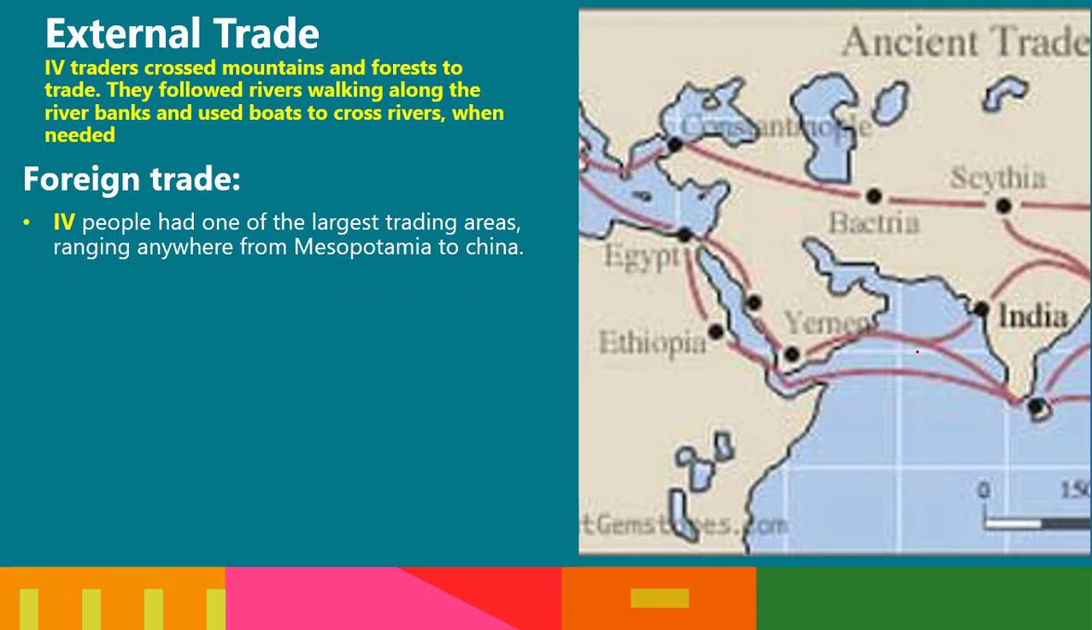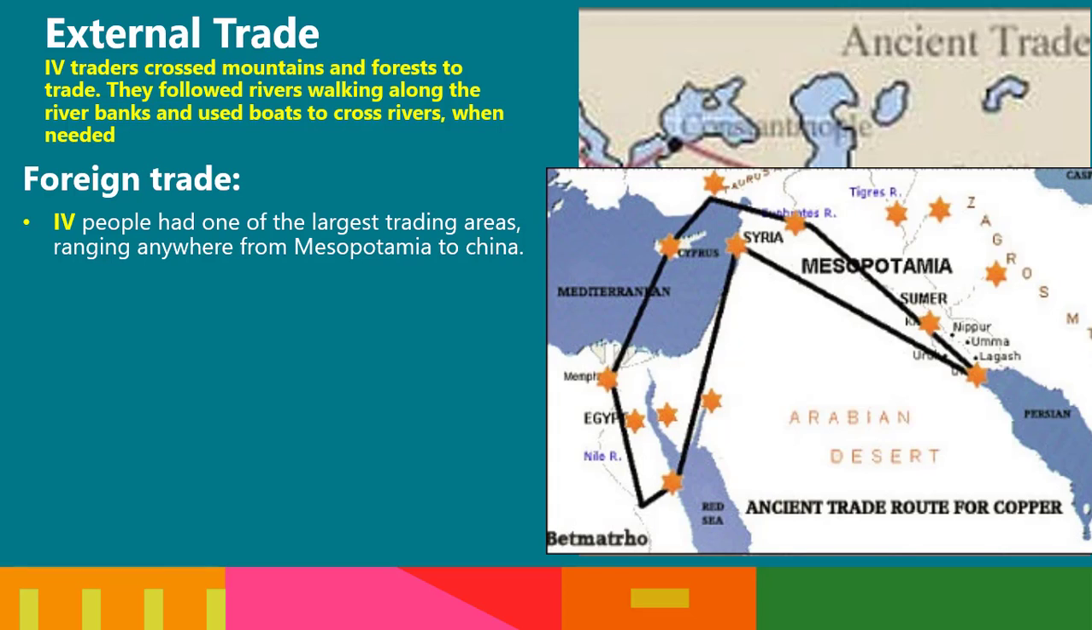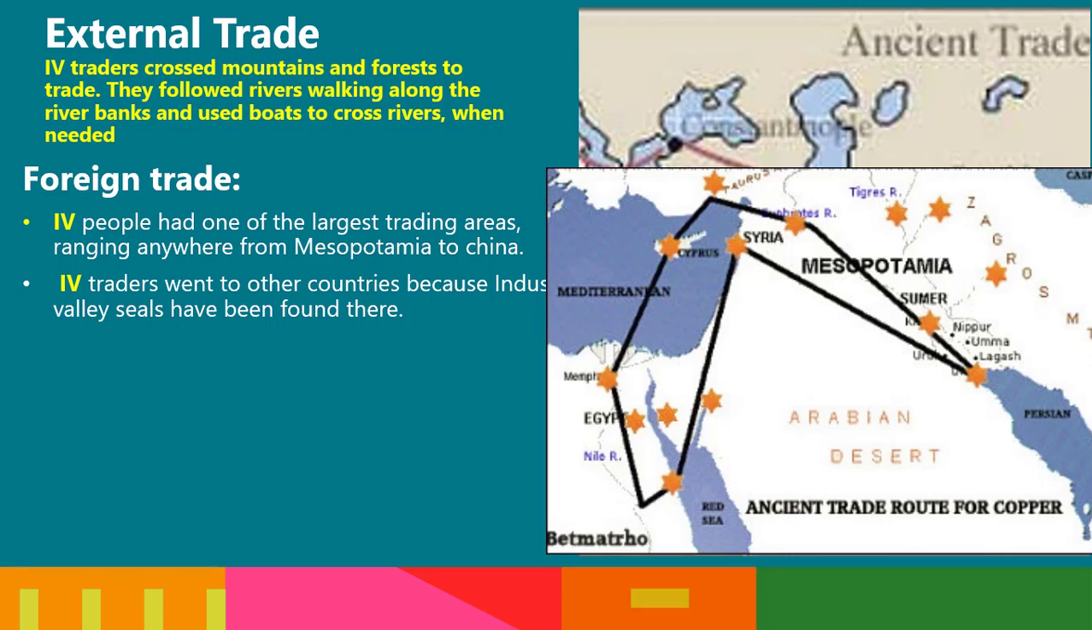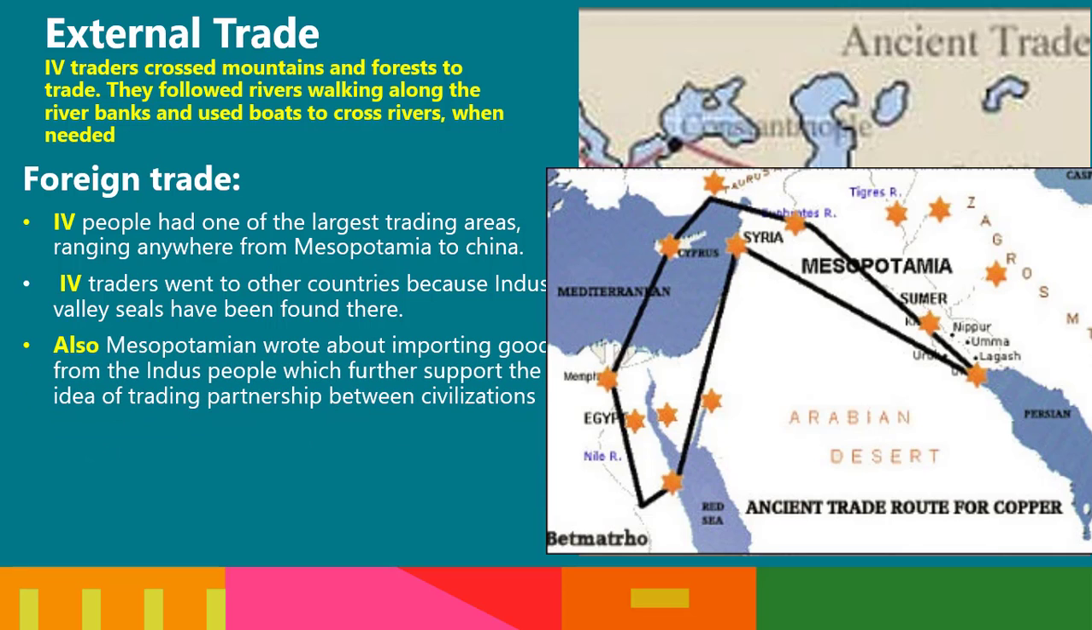Foreign trade. Indus Valley people had one of the largest trading areas, ranging anywhere from Mesopotamia to China. Indus Valley traders went to other countries because Indus Valley seals have been found there. Also, Mesopotamians wrote about importing goods from the Indus people, which further supports the idea of a trading partnership between civilizations.